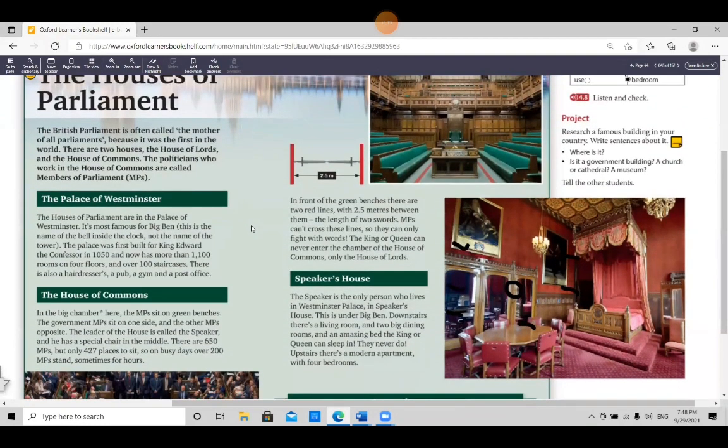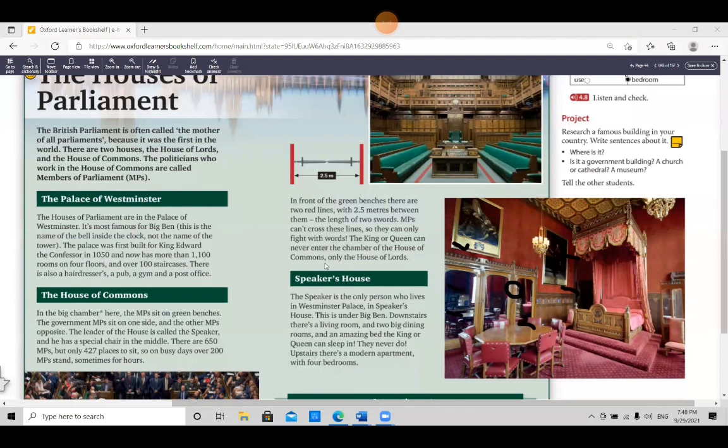In front of the green benches, there are two red lines with 2.5 meters between them. The length of two swords. MPs can't cross these lines, so they can only fight with words. The king or queen can never enter the chamber of the House of Commons, only the House of Lords.